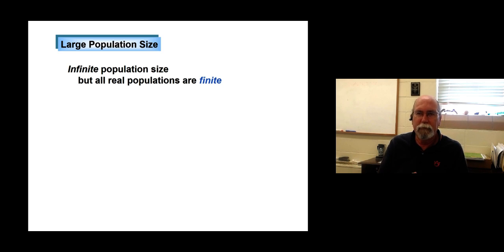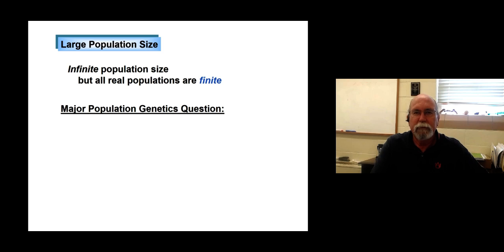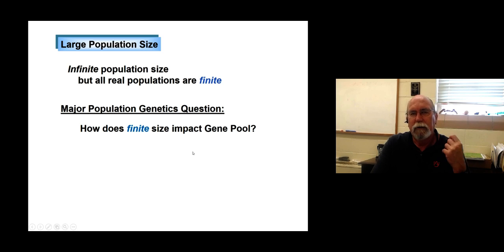There's always a set limit to how big or how many things you may have, okay? And that can fluctuate, of course, over time. Now, this leads to a major population question, which is what happens when you do have this finite size? What impact does this have on the gene pool? In other words, what does the deviation away from infinitely large have to do with finite?